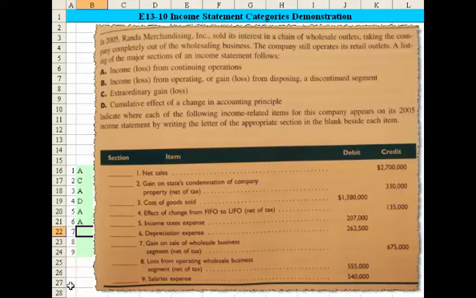Number 7 is gain on the sale of a wholesale business. Well, now we're dealing with the income or loss from operating or the gain on selling related to the disposition of a discontinued segment. So we've isolated discontinued segments, so that would be a B for number 7.